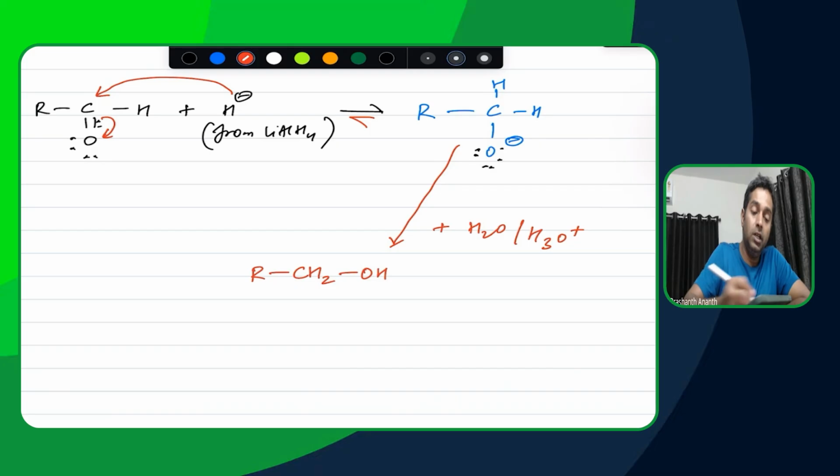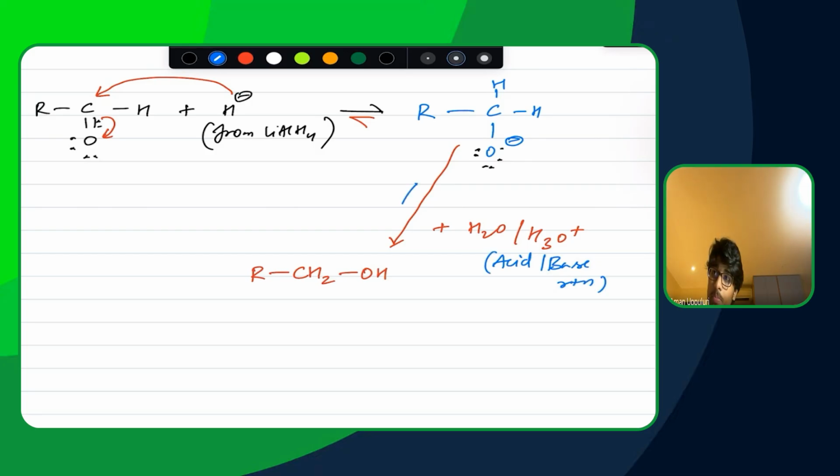Of course, what is going to be happening? This step is an acid-base neutralization. So what does that mean? Reversible.